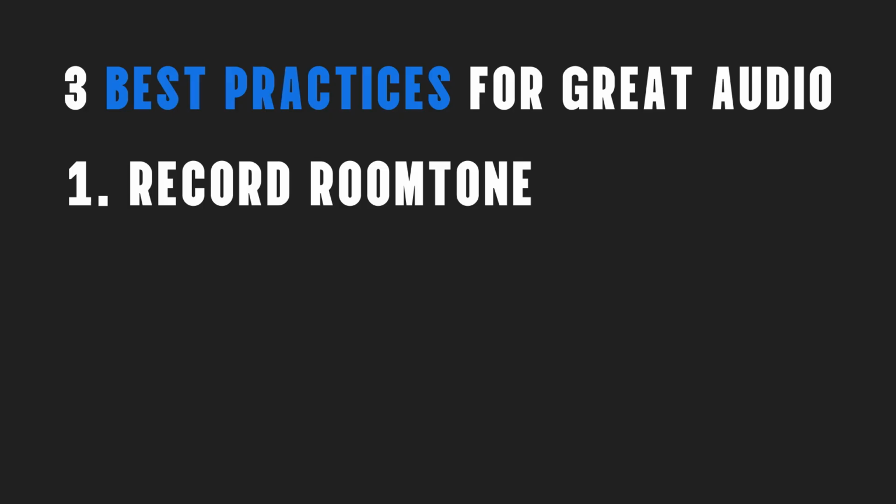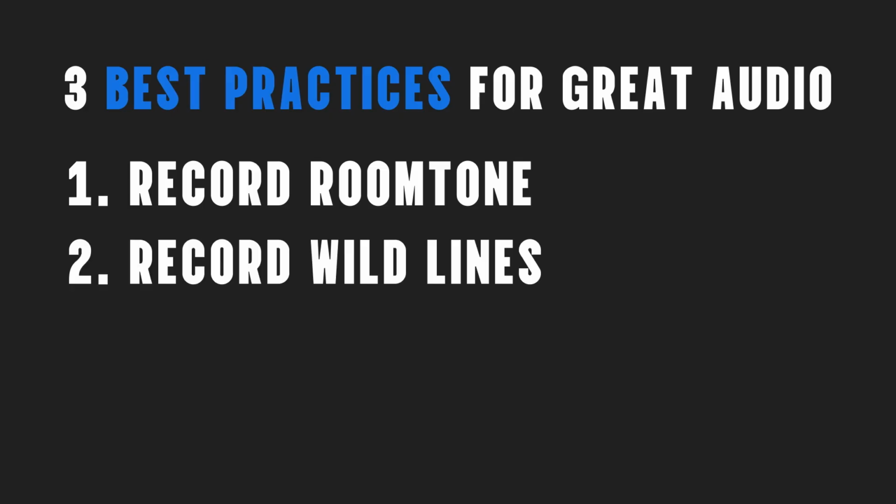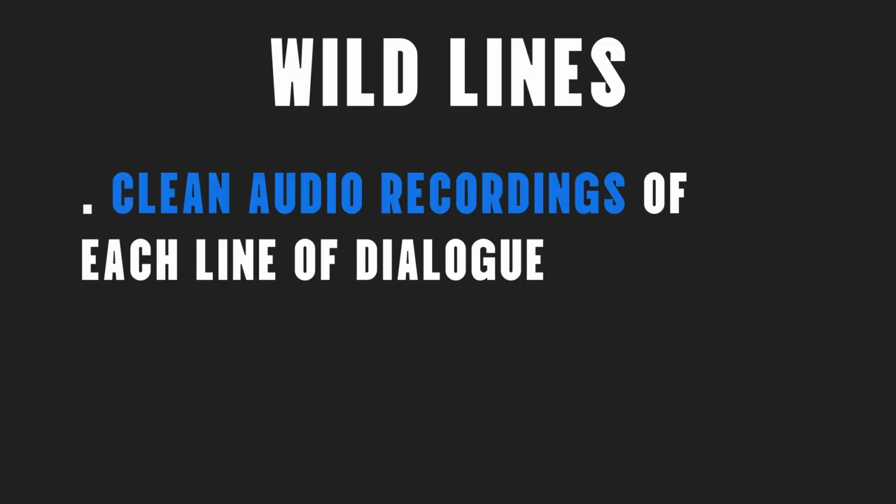The editor will take this room tone and apply it throughout the entire scene so that all of the audio blends in seamlessly. The second best practice is make sure you record wild lines. Wild lines are clean audio recordings of each line of dialogue. So once you're done recording a scene, make sure nobody else is talking and have the actors repeat each line of dialogue with the same acting energy directly into the boom microphone. So if there is any issue with the audio quality throughout the scene, having those wild lines is a great backup that can help you get great audio.